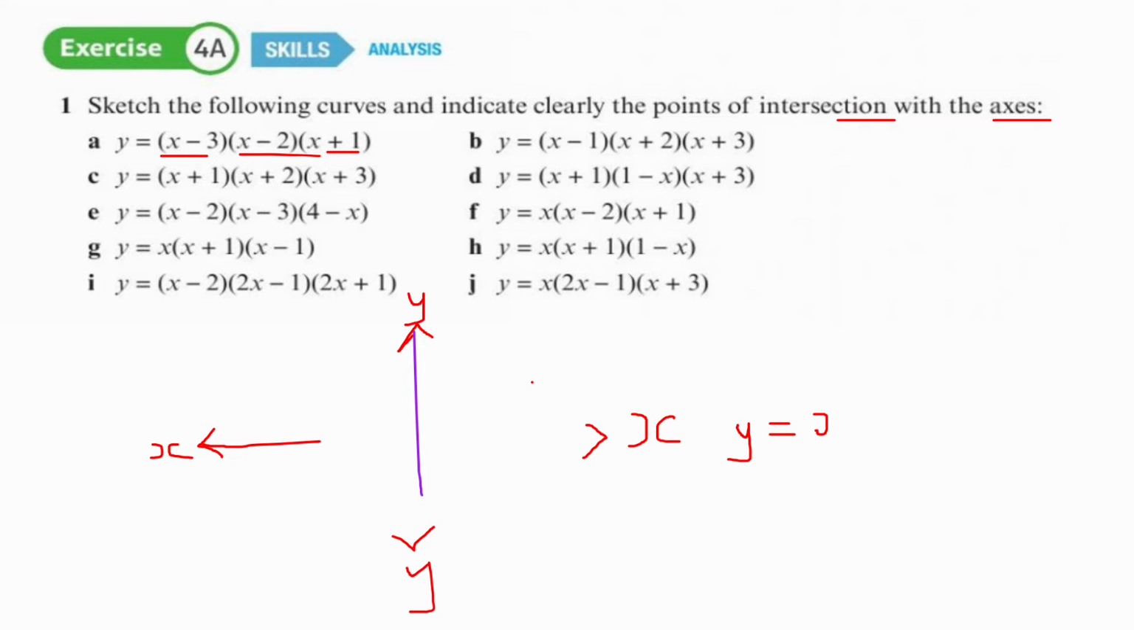So again, the next one. Part B: when y is equal to 0, that's the x-axis. Solving the equation, the first bracket gives x equals 1, and then you've got minus 2 and minus 3. So your solutions when y equals 0 are x is negative 3, negative 2, and positive 1. Where it crosses the y-axis, when x equals 0, you have negative 1 times positive 2 is negative 2, times positive 3 is negative 6. So that's my answer for that one.